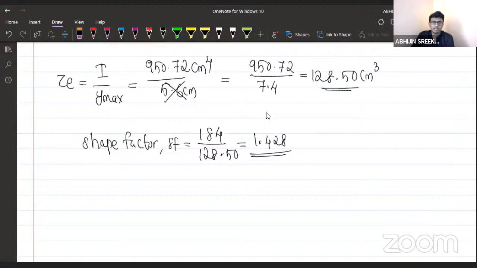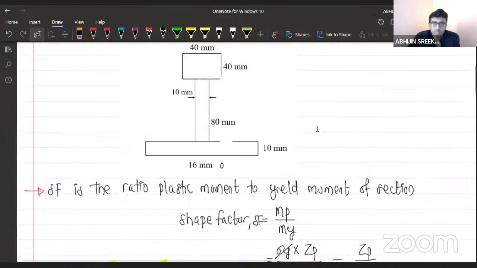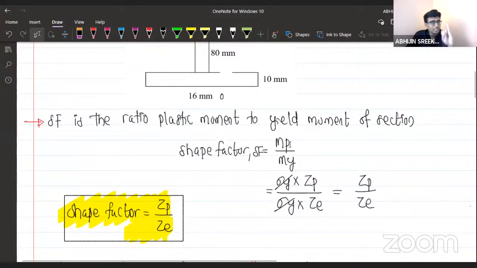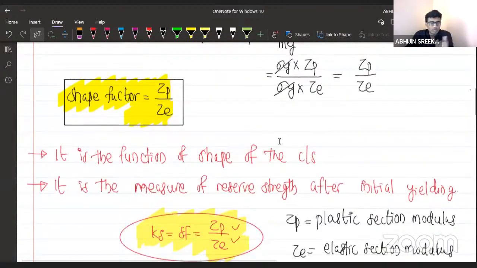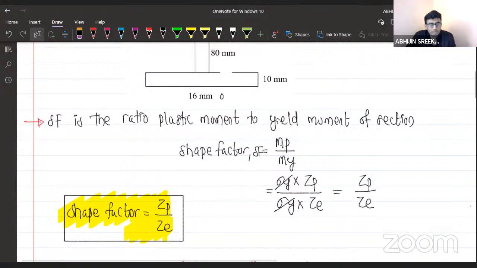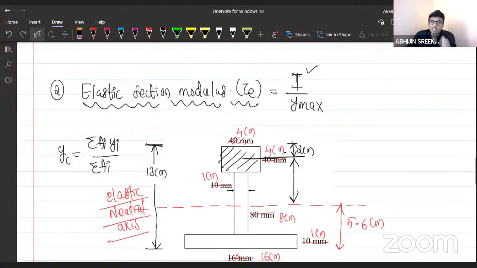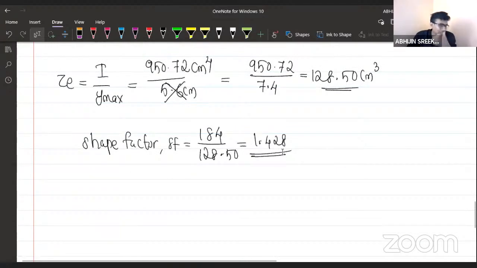We have taken around 10 minutes here in this question, but in the examination you will not be given this much lengthy a question, but I have told you enough concepts here. Different concepts were discussed in this question, right? The question was to calculate the shape factor, but we have also calculated the location of the plastic neutral axis. We know how to find it. We have defined the shape factor. We have learned how to calculate the plastic section modulus and the elastic section modulus. We have calculated the I value, and we have calculated the shape factor.